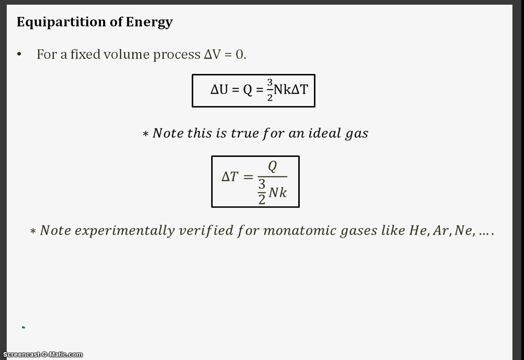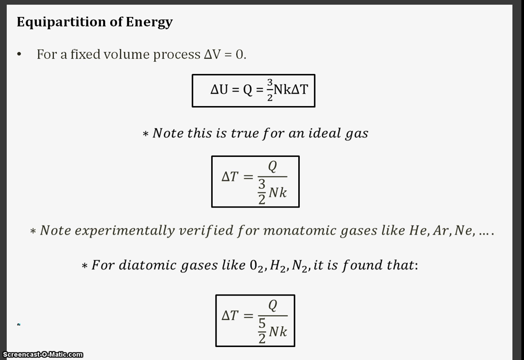The funny thing is, when you do experiments to figure out the heat capacity at constant volume of a diatomic gas, like air, for example, which is a mixture of oxygen and nitrogen, O2 and N2, or if you do an experiment on hydrogen, which is also a diatomic gas, you don't get delta T is Q over 3/2 nk. You get delta T is Q over 5/2 nk. And that's a bit unusual. So how do we explain that?